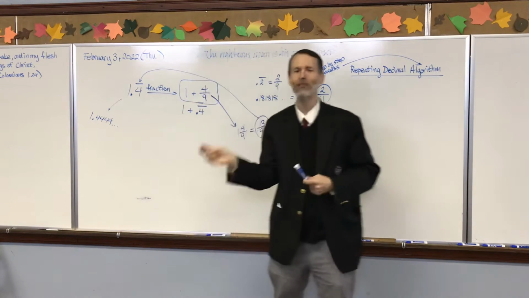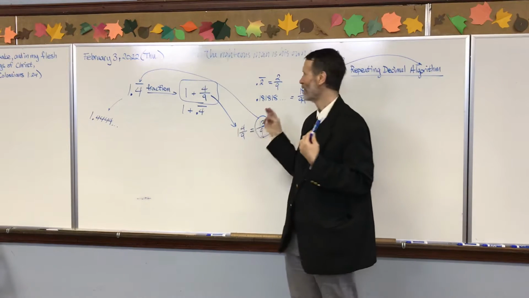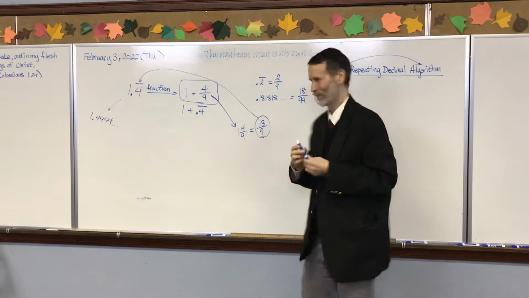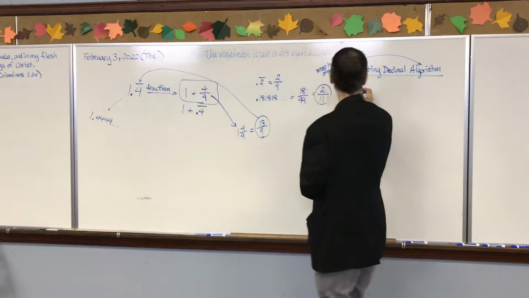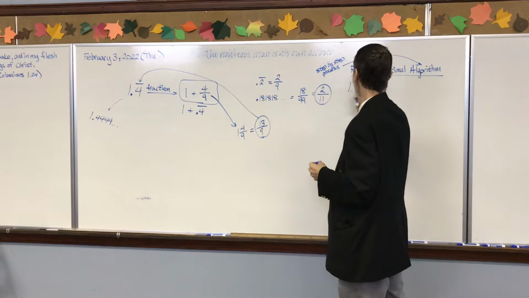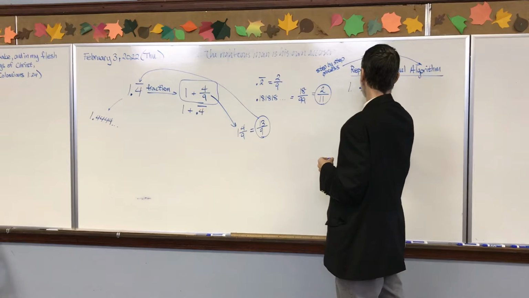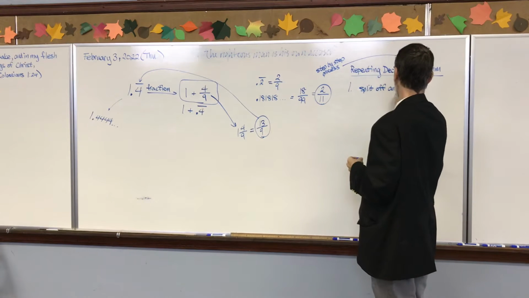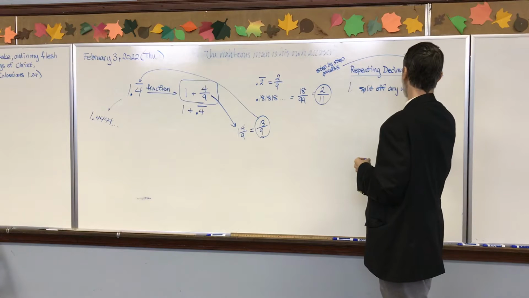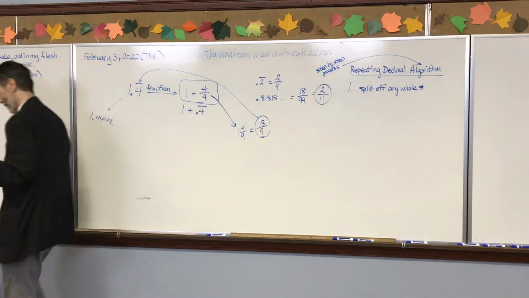Now, a repeating decimal algorithm, that means there is a guaranteed way to take any repeating decimal, nice or not nice, and convert it into a fraction. Now, it might be a little weird, I'll warn you. Step 1. Split off any whole number. Kind of like what we did here. If there's any whole number, just split it off.